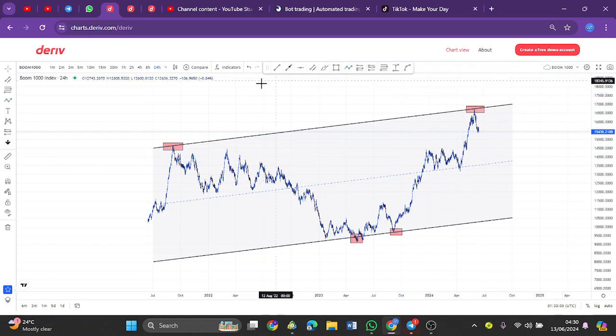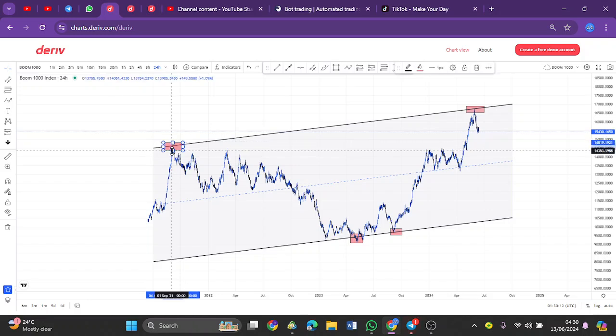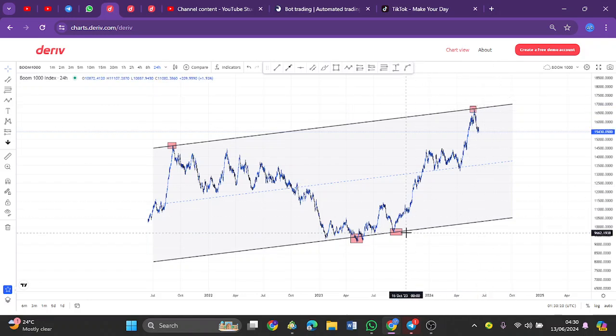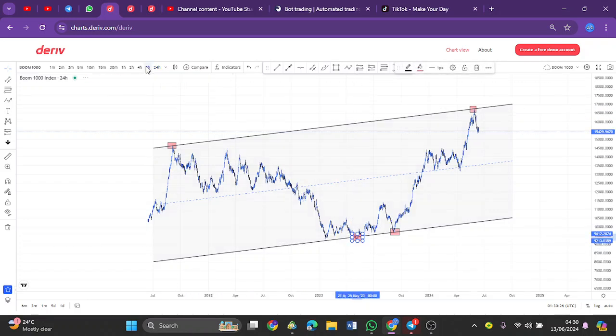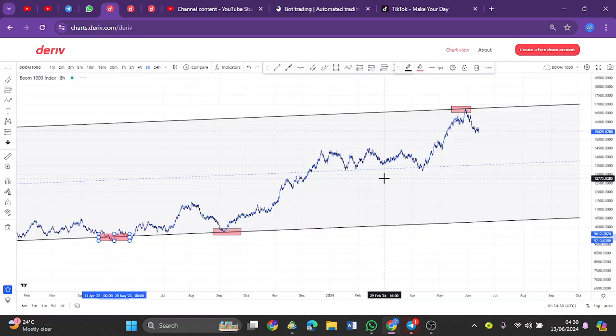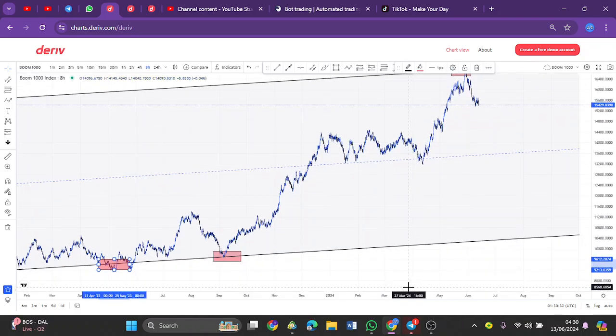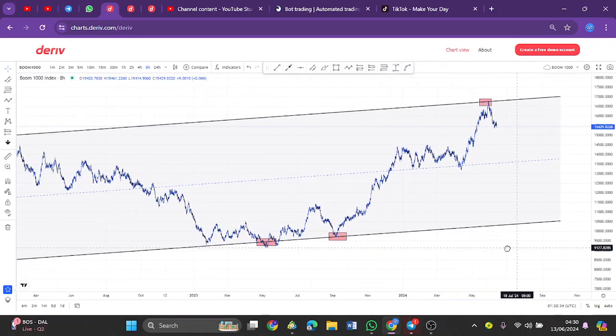So under 24 hours time frame, we see, okay, the market is giving us a what? A clearly bullish trend. Now we go to lower time frame. Now we go to 8 hours time frame. Under 8 hours, now we try and check what can we see. What can we see from this chart?